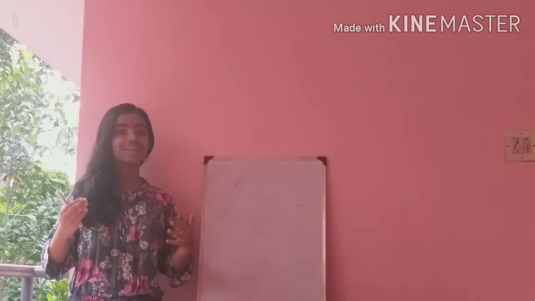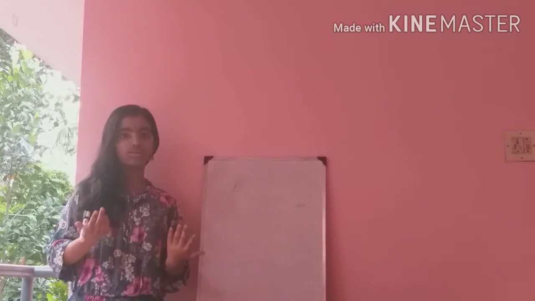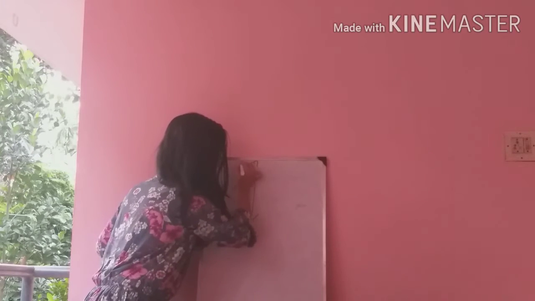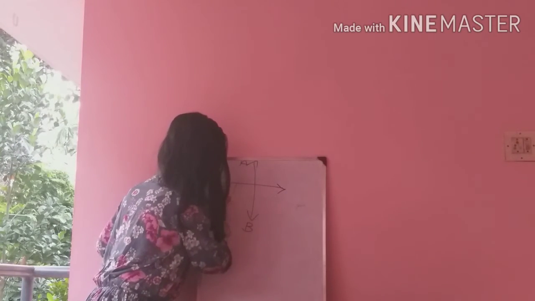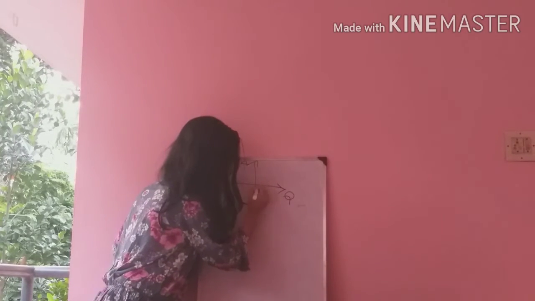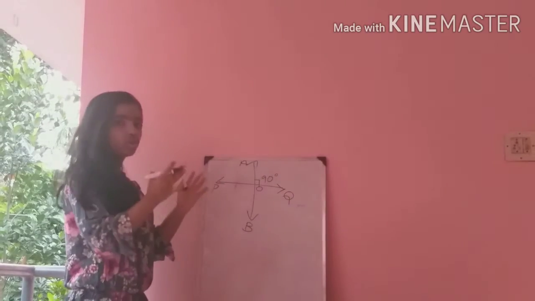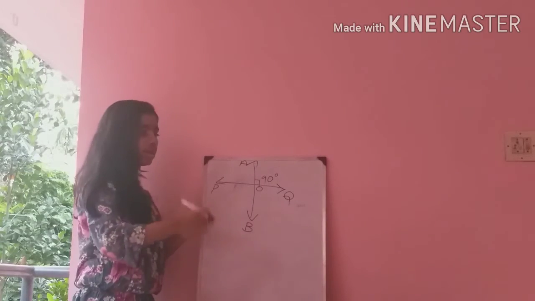Lines which intersect each other at an angle of 90 degrees are said to be perpendicular to each other. For example, this is line AB and this is line PQ. They intersect at a point O and this angle is 90 degrees. So, line AB and line PQ are said to be perpendicular to each other.